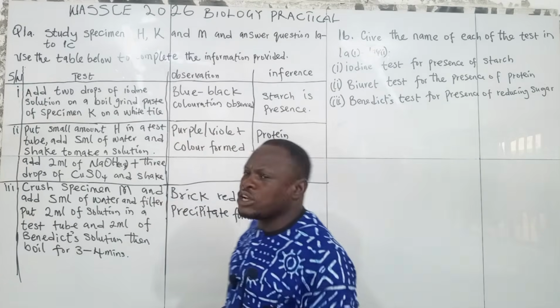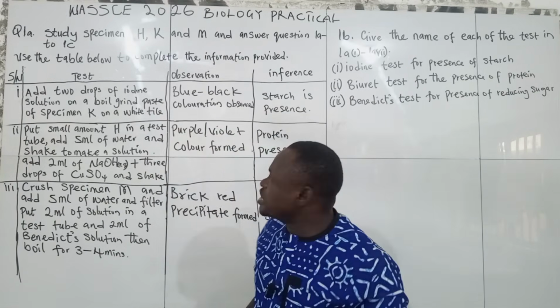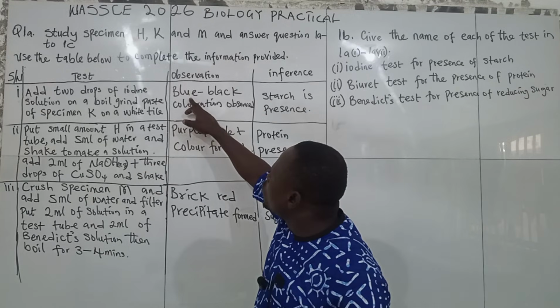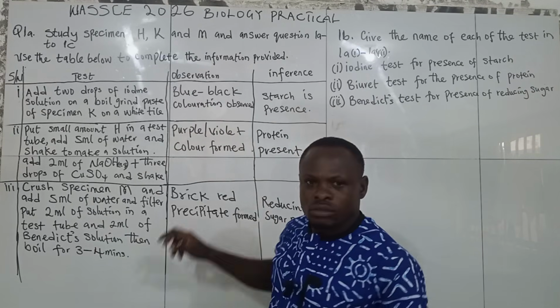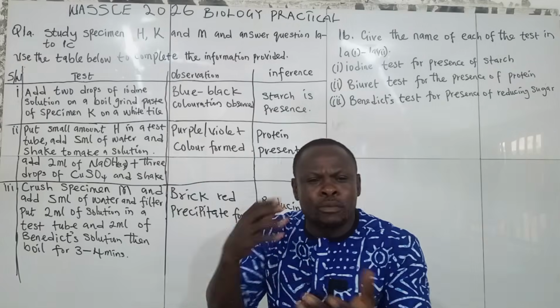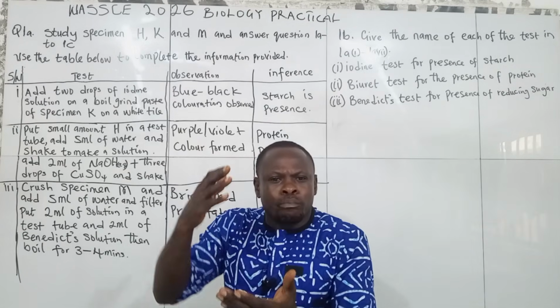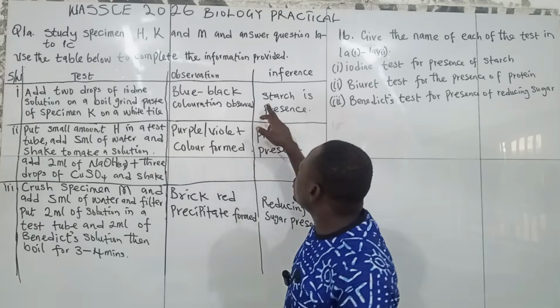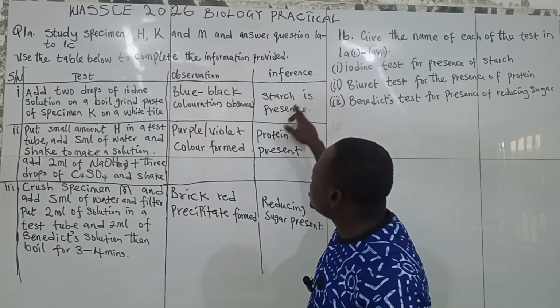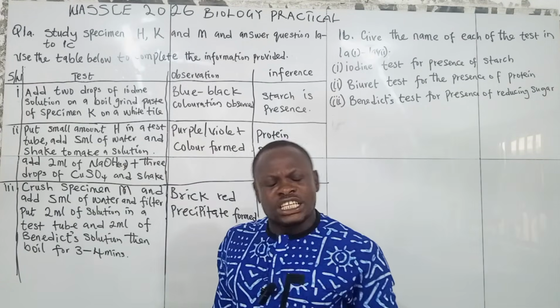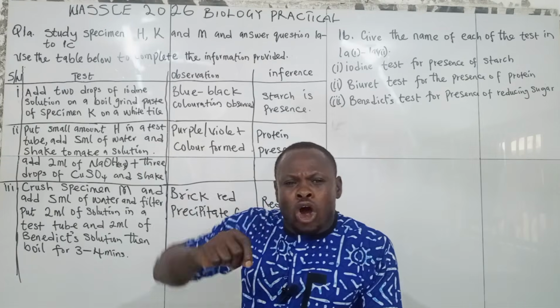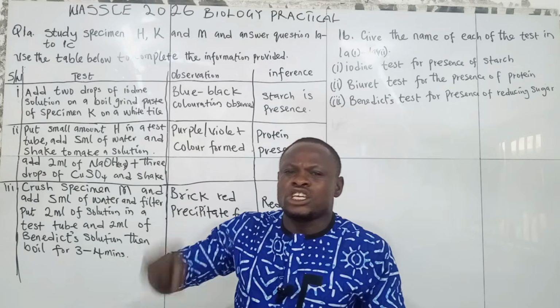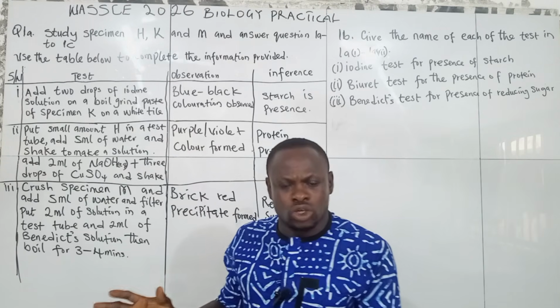When you add your iodine solution, what are you going to observe? You are going to observe a blue-black coloration. Some people can say a dark blue coloration is observed, and that confirms the presence of starch. Starch is present. Anytime iodine solution is used on a substance containing starch, a blue or dark blue coloration is what you get.